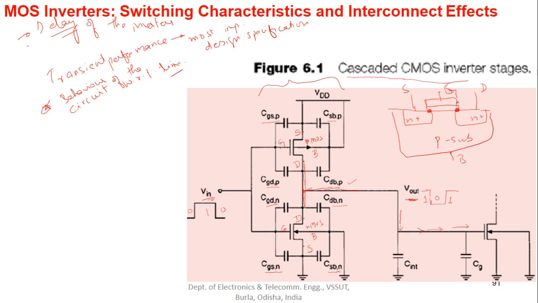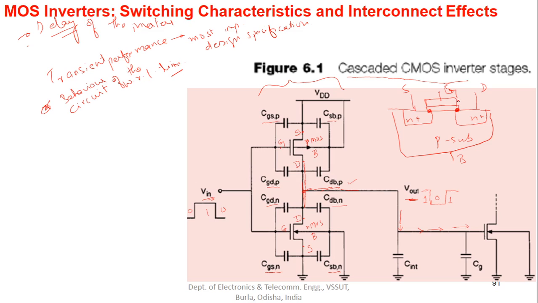CGD is for the capacitance between gate and drain. This is the gate terminal and this is the drain terminal. The drain region is this one, and we know that there is a bit of overlapping between gate and drain. This is the overlapped area, and this has its own MOS, metal oxide semiconductor capacitance.